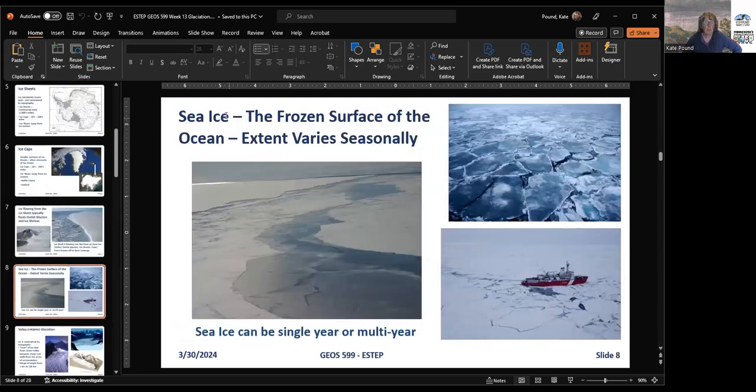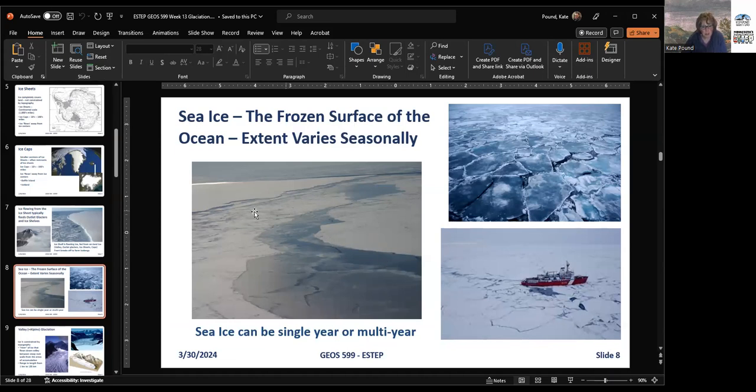Now, one thing that it's very important to appreciate is that sea ice is very different to ice shelves. Sea ice is the frozen surface of the ocean, so when it gets cold enough for the ocean water to freeze. So the extent of sea ice will vary seasonally.